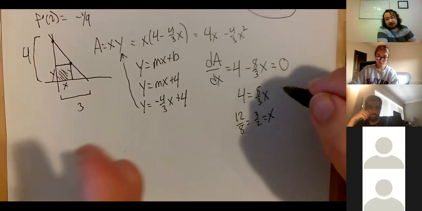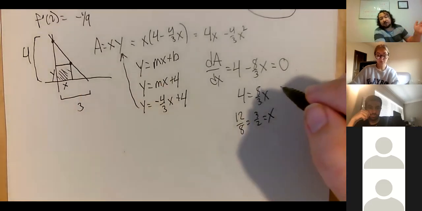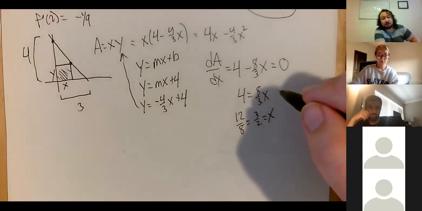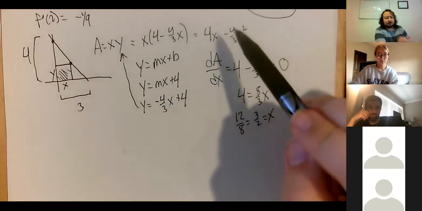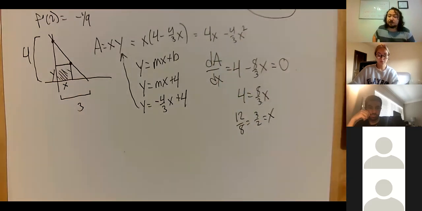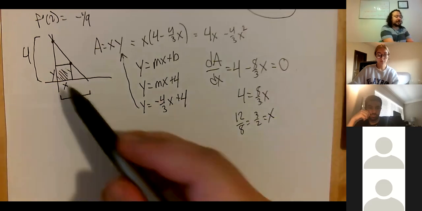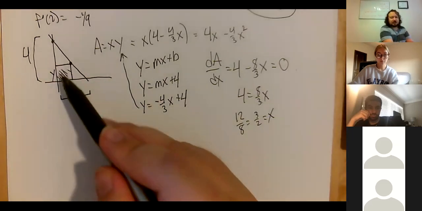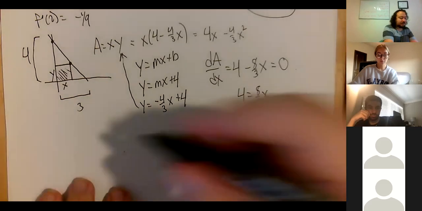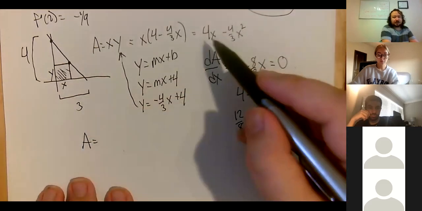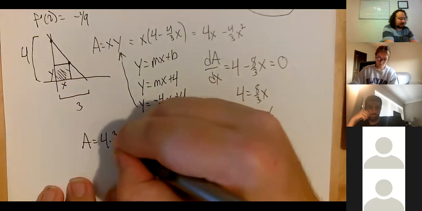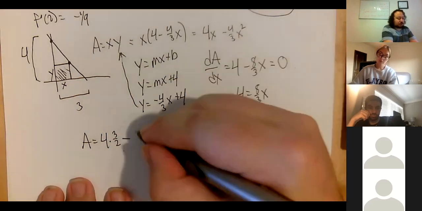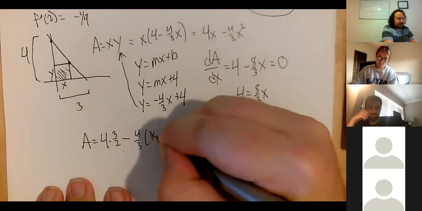Now remember, 3/2 isn't what they wanted here. They didn't ask for the dimensions of this rectangle. They asked for the actual area here. So we need to take this x and plug it into there. So you need to be very careful about what they're actually asking in these questions. Sometimes they will ask you the dimensions, like what is the x length of this box, what is the y length? But this time they want to know the area. So my area is 4 times whatever x is, so 4 times 3/2. And then we subtract 4/3 times (3/2) squared.